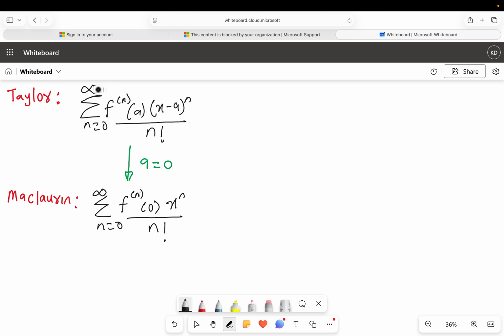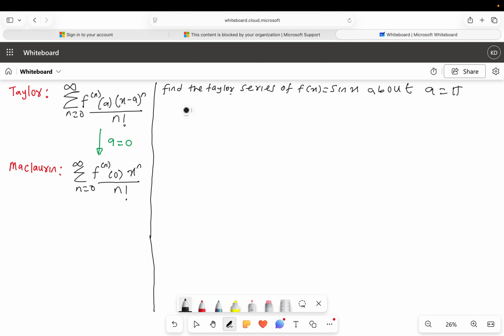So this is the relationship for Taylor series, and this is the relationship for Maclaurin series. Taylor series is used to represent a function about any point A, while Maclaurin series is a special case of Taylor series where A is equal to 0. So if you look clearly at the Taylor series, you can see if we replace A with 0, we'll end up with this Maclaurin series. So let us see an example for each of the series.